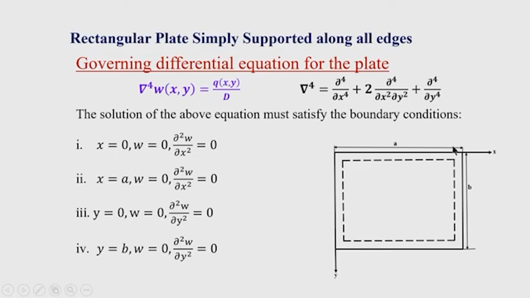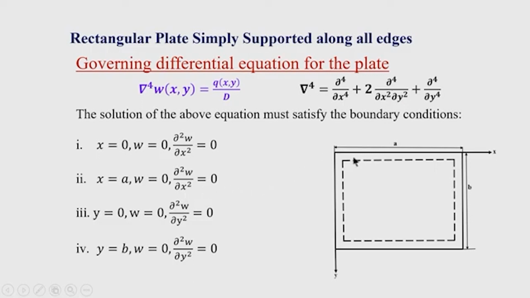Similarly, at x equal to a, the opposite edge, you can see that deflection is 0, obviously, since it is supported. So, deflection is 0 and the bending moment, del square w by del x square plus mu into del square w by del y square, is 0, but since it is supported all along the edge, del square w by del y square is 0. So, the condition becomes simply del square w by del x square equal to 0.